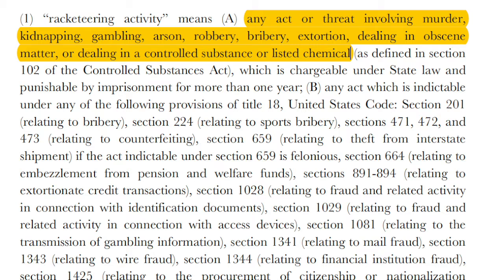But essentially, 1961(1) is divided up into two categories. It's divided up into state crimes and federal crimes. When it comes to state criminal activity, you're looking at serious felonies. Serious felony charges, serious acts of criminal activity under state law will qualify as acts of racketeering under the federal RICO statute. In particular, murder, kidnapping, gambling, arson, robbery, bribery, extortion, dealing in obscene matter, or dealing in a controlled substance or listed chemical.